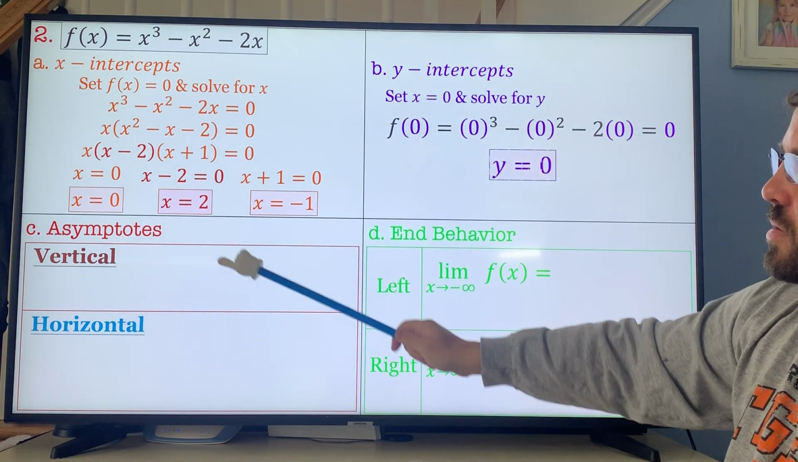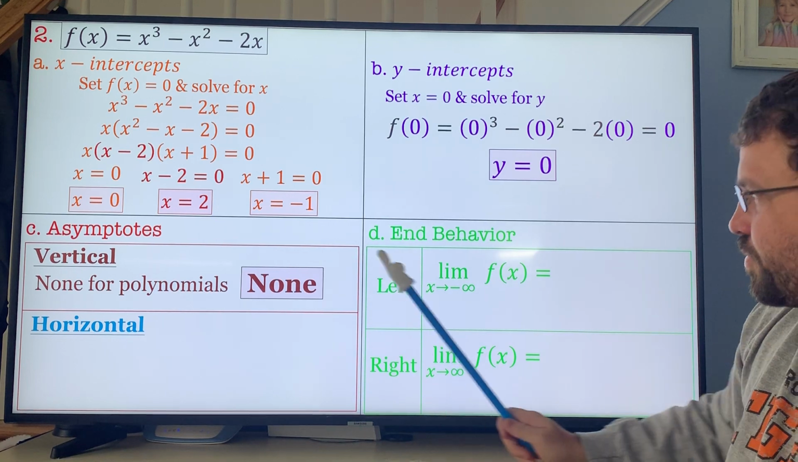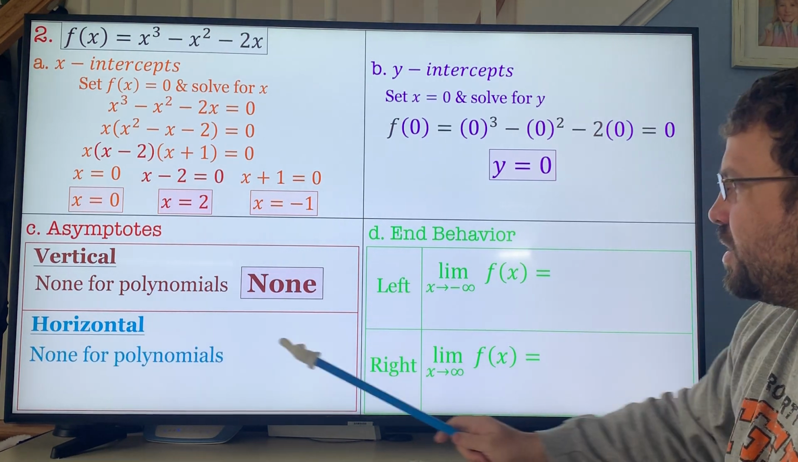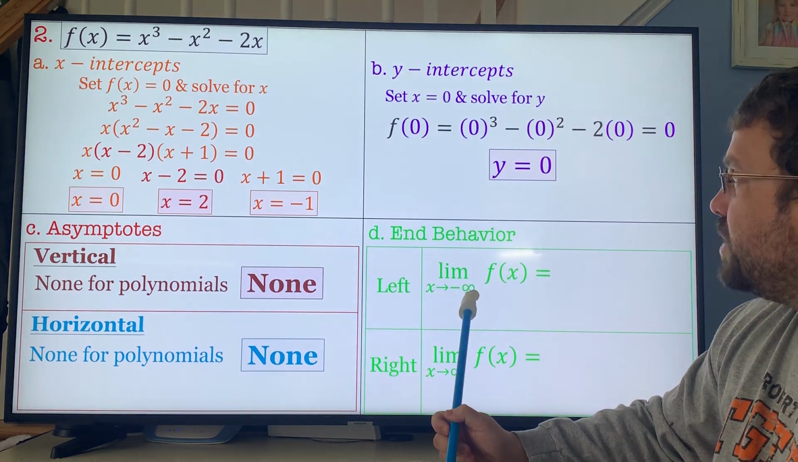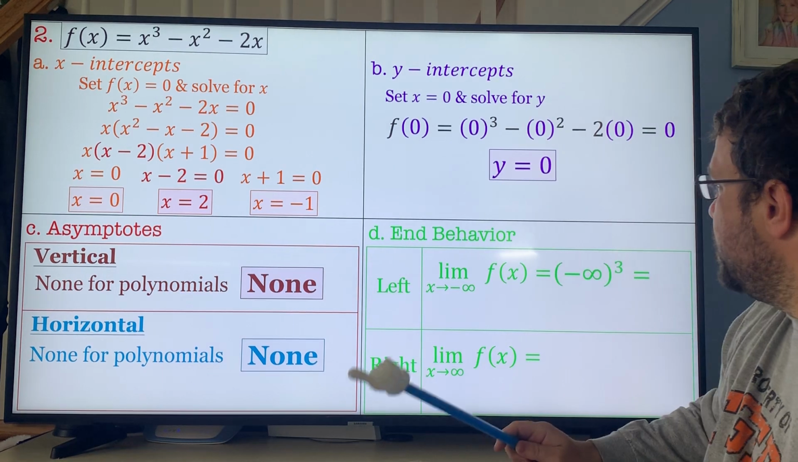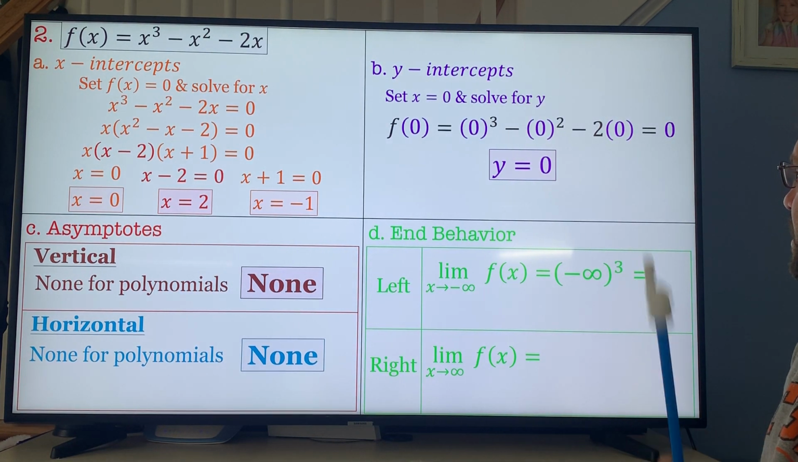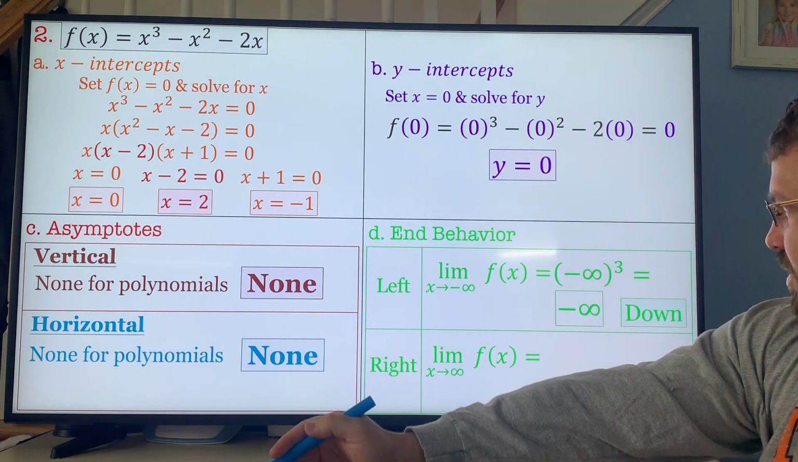Asymptotes: for a polynomial, there is no horizontal asymptote and no vertical asymptote. End behavior: as you approach negative infinity, pick the highest degree term, x to the third power. Negative infinity to the third power is negative infinity, which means the graph is going down as you go that way.